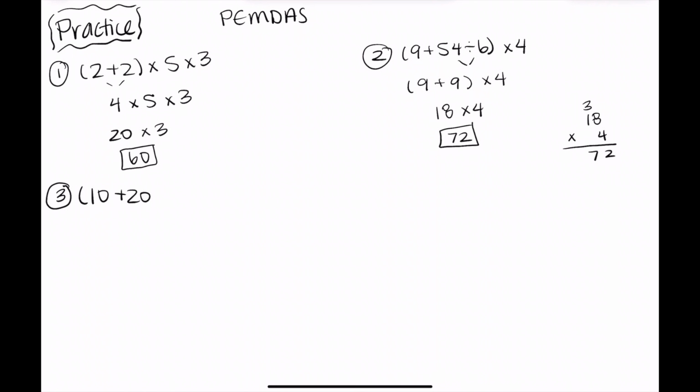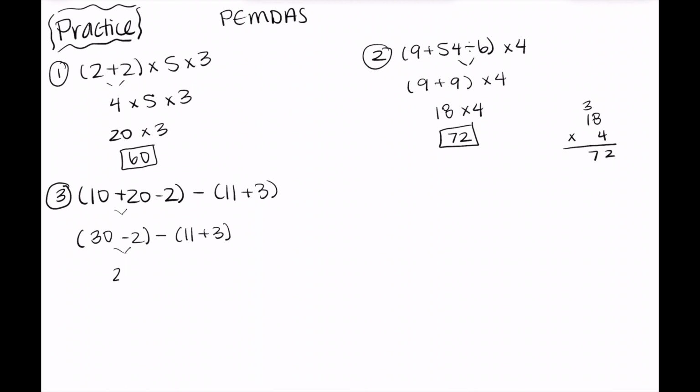For number 3, we have open parentheses 10 plus 20 minus 2, close parentheses, minus, open parentheses 11 plus 3, and we'll just move left to right, doing one at a time. 10 plus 20 gives me 30. We'll rewrite the rest of it. Then we'll go through and finish out that first parentheses. 30 minus 2 gives us 28, minus the 11 plus 3. 11 plus 3 is 14, right? And then 28 minus 14 gives me 14 for number 3.